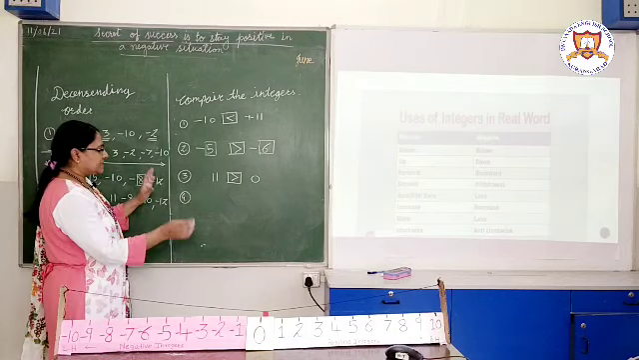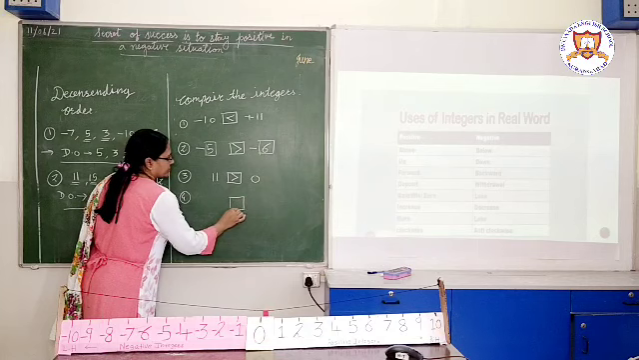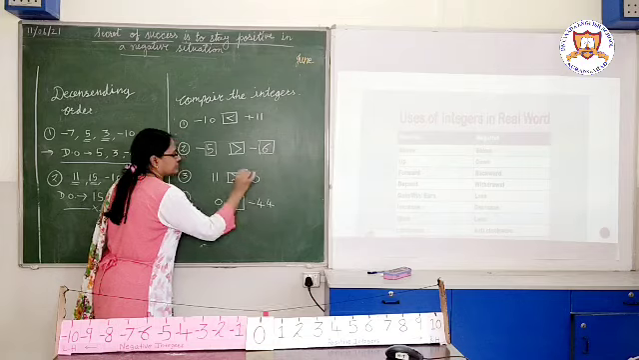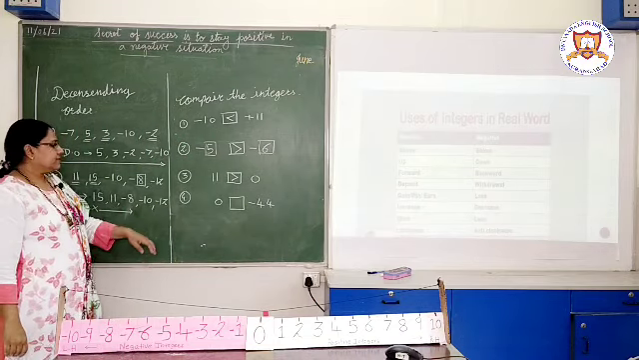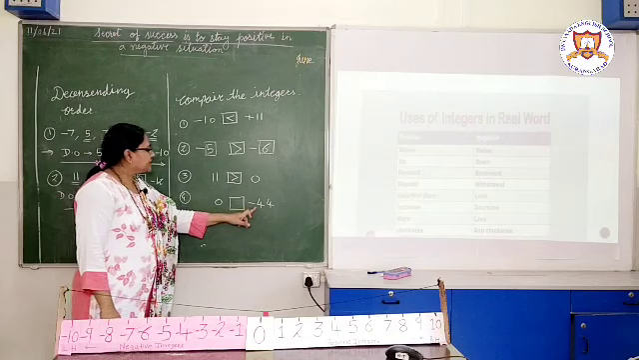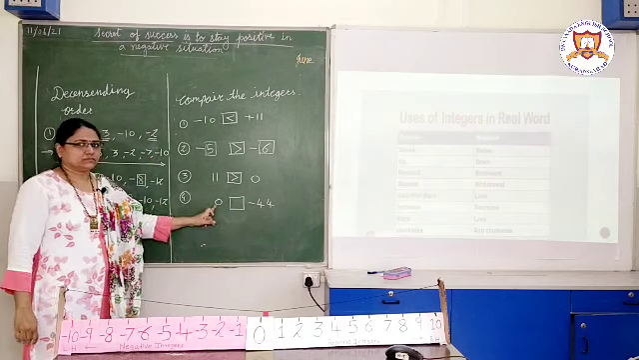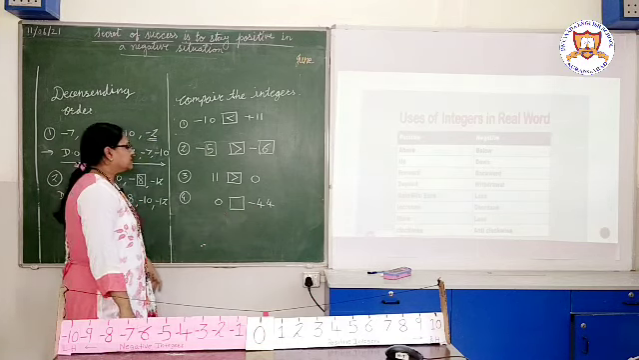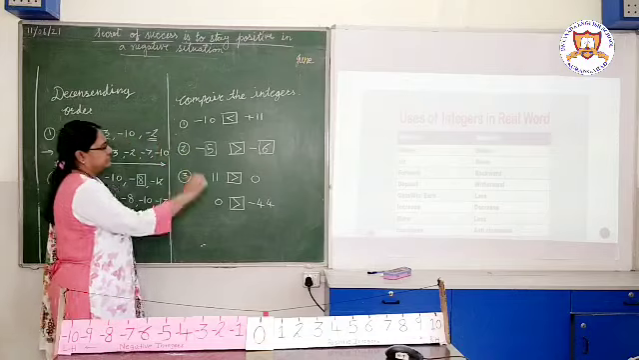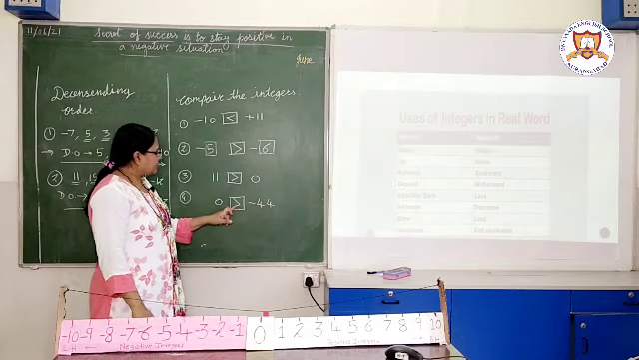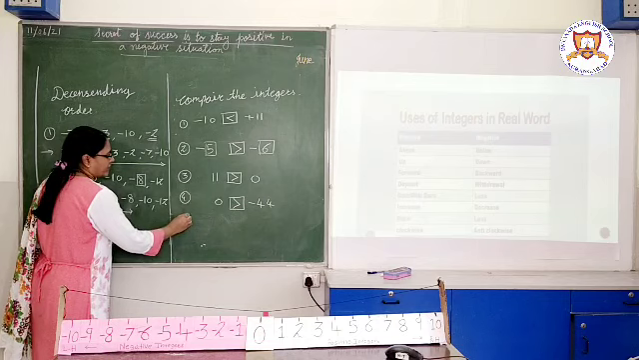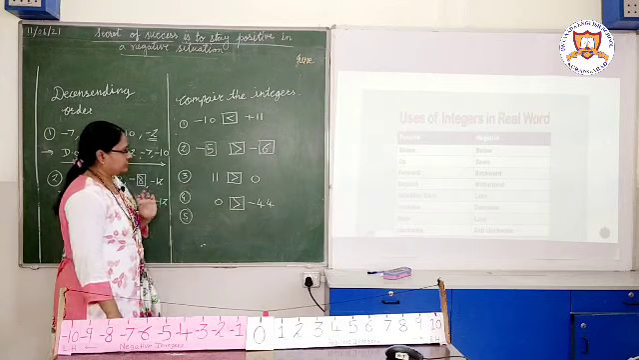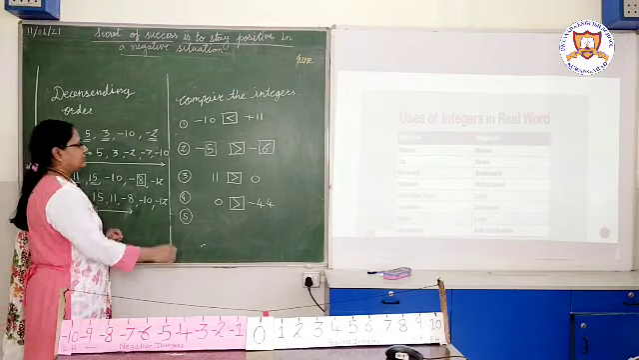Now, the comparison between 0 and negative numbers: one is 0 and one is a negative integer, -44. The rule is that negative integers are always smaller than 0. So here -44 is smaller than 0.